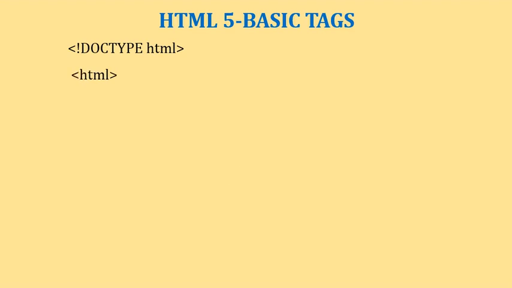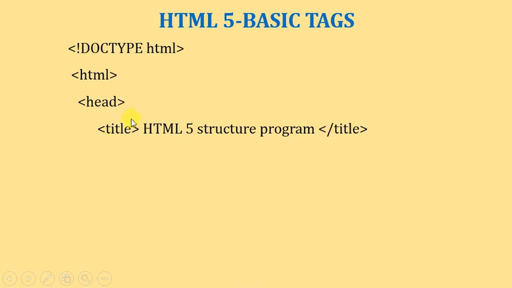The next tag is HTML. This tag is important. This tag tells the computer to convert the written code into the HTML file. The next tag is the head tag. This head tag includes the title tag. The title tag contains the title of your program. When you run the HTML program, you will see this title text on the browser title bar. After the title tag, you have to close the head tag.